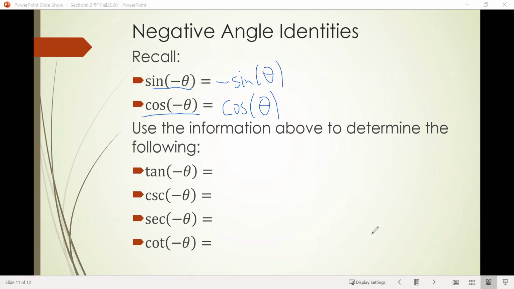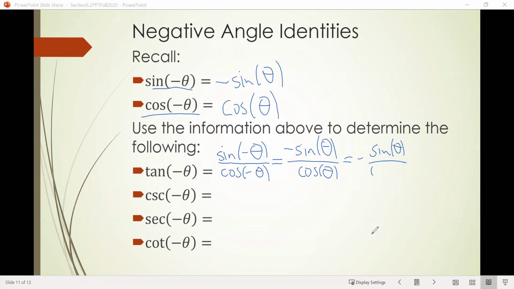So for tangent of negative theta, first of all, we know, using our basic identity for tangent, that can be written as sine of negative theta over cosine of negative theta, which then, using the identities from above, we see sine of negative theta is negative sine theta, cosine of negative theta is just cosine of theta. So this has become negative sine over cosine, which we could write as negative of sine over cosine. Sine over cosine, as we know, is tangent, so this becomes negative tangent of theta. So we see then that tangent of negative theta equals negative tangent of theta, which tells us tangent is also an odd function.